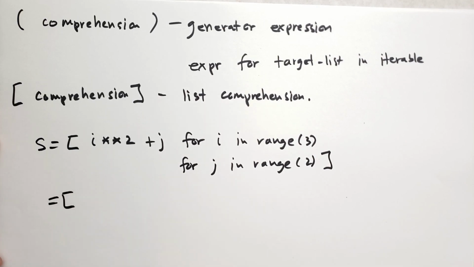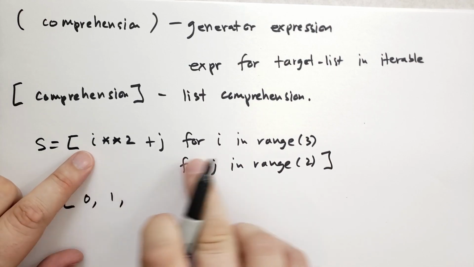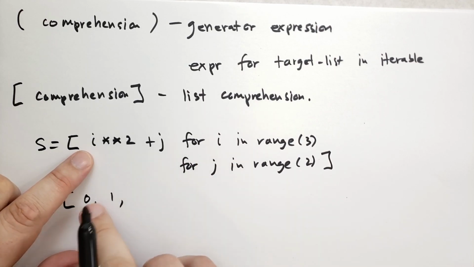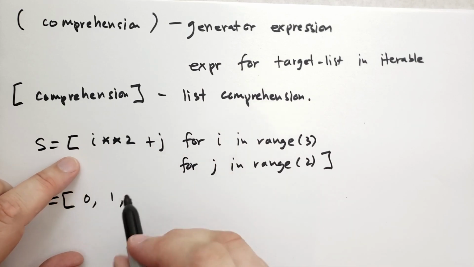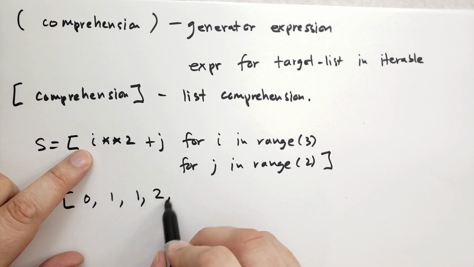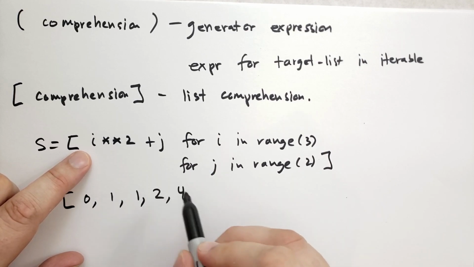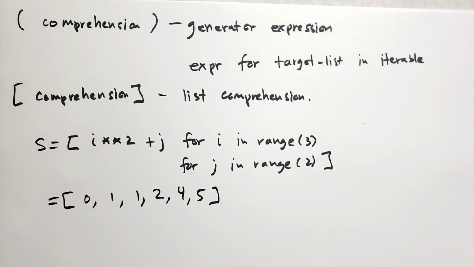This will give you the sequence 0, 1. So the first iteration, i is 0, j is 0. The second one is i is 0 and j is 1. And then we'll do i is 1 and j is 0, so that's going to give you 1. And then 1, 1 would give you 2. And then 2 would give you 4. And then adding one more would give you 5. So that would be the sequence S.